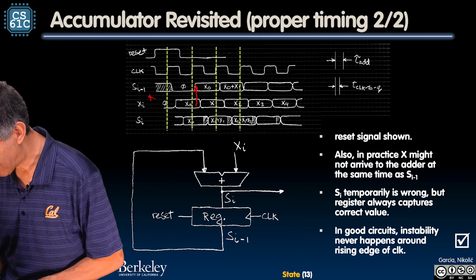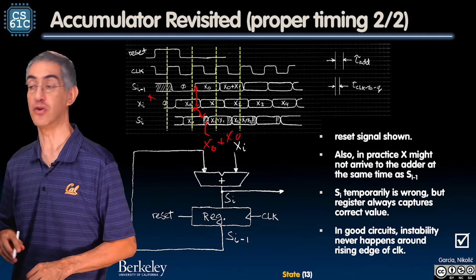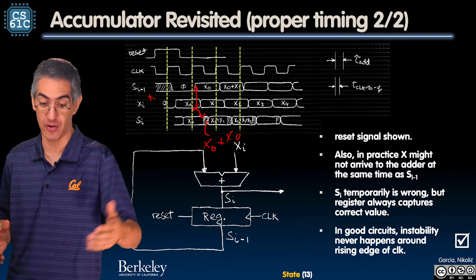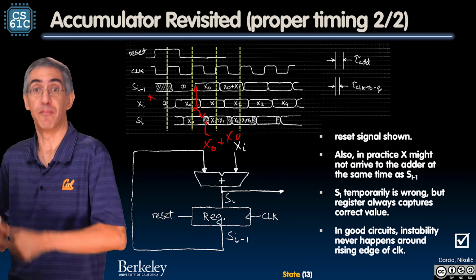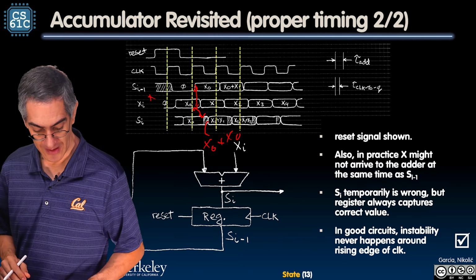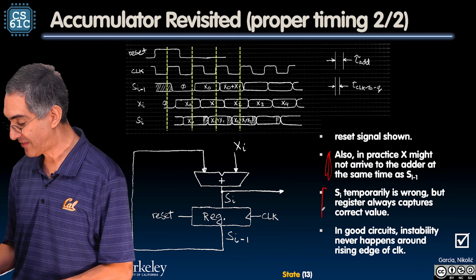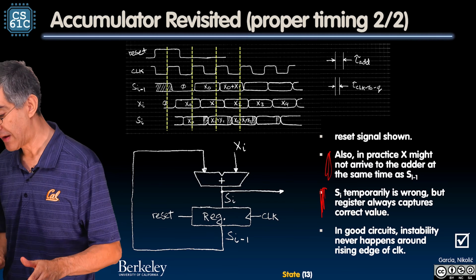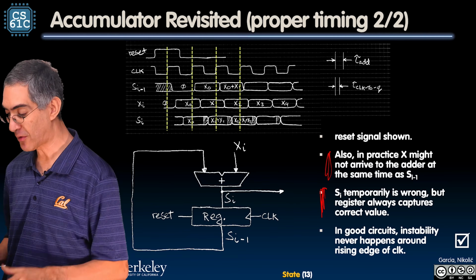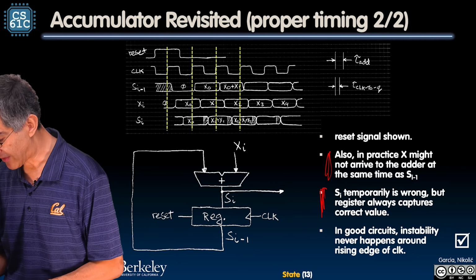After T add, in this window, that value is X0 plus X0, a wrong value. My accumulator should never have that. It should either have 0, X of 0, X of 0 plus X of 1, X of 0 plus X of 2. It should never have X of 0 plus X of 0, but it does for that exact window of time. Because of this, S of I is temporarily wrong. But because this circuit stabilizes before it gets sampled at the clock period, it's only temporarily wrong.